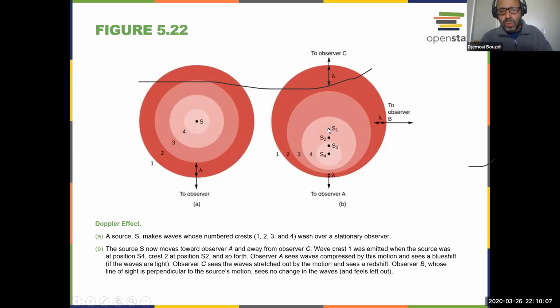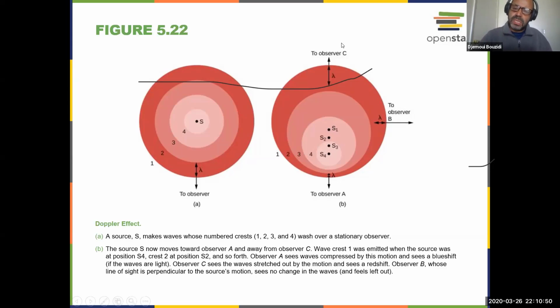For observer C, though, the source in S1 emits a wave and then moves away and emits another one. So the distance, instead of being lambda, appears to have increased to a longer wavelength. Remember, the source is still emitting lambda; it's not changing that at all. The distance between each wavefront appears to be longer and longer, meaning the frequency appears to be lower and lower. That means it appears to be shifting toward the red, the color with lower frequency and longer wavelength.